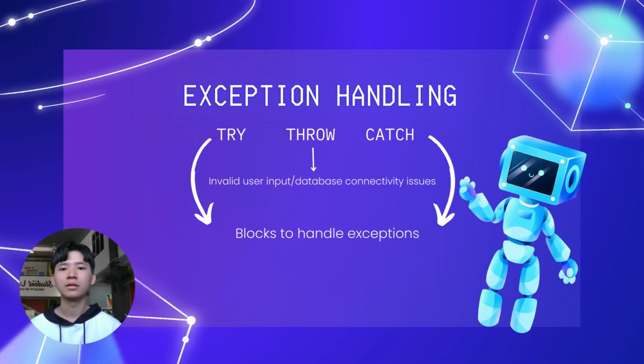Lastly, we also have the exception handling, which is try, throw, and catch. It uses blocks to handle the exception. For example, in our system we have the sign in and sign up system. If they put in an invalid user input, we will throw and catch, and ask the user to input the correct username and password again. The exception handling will be done in the system.